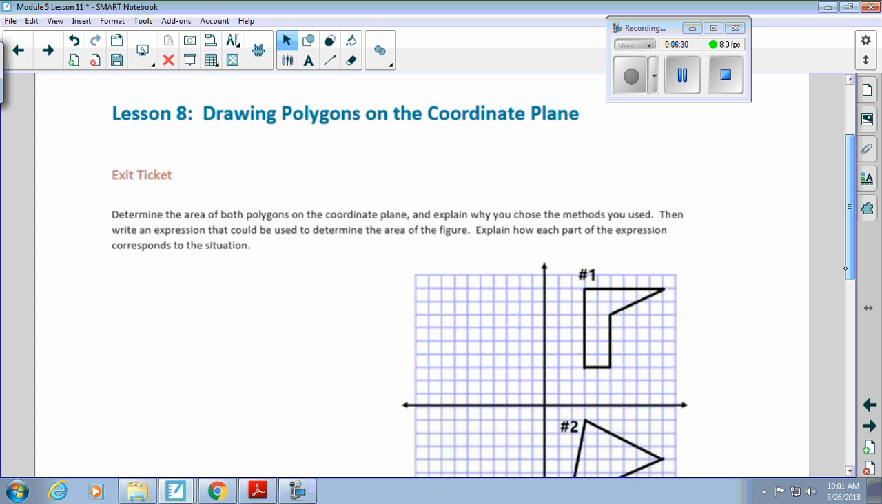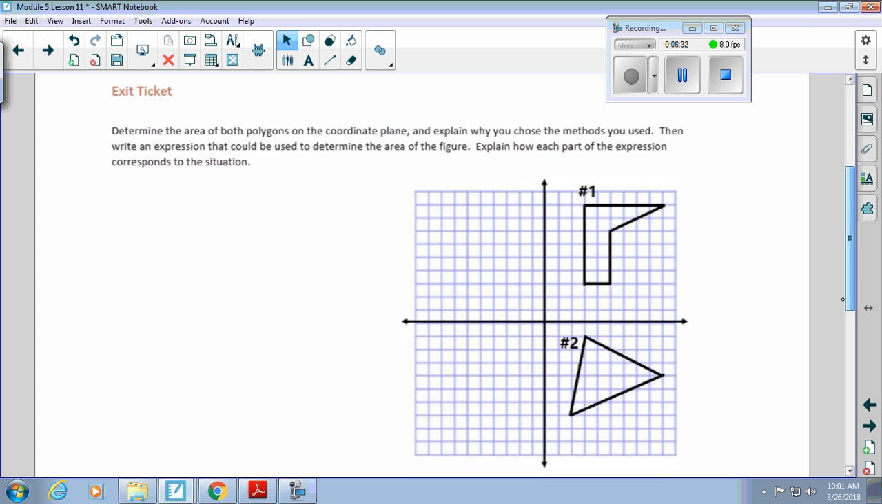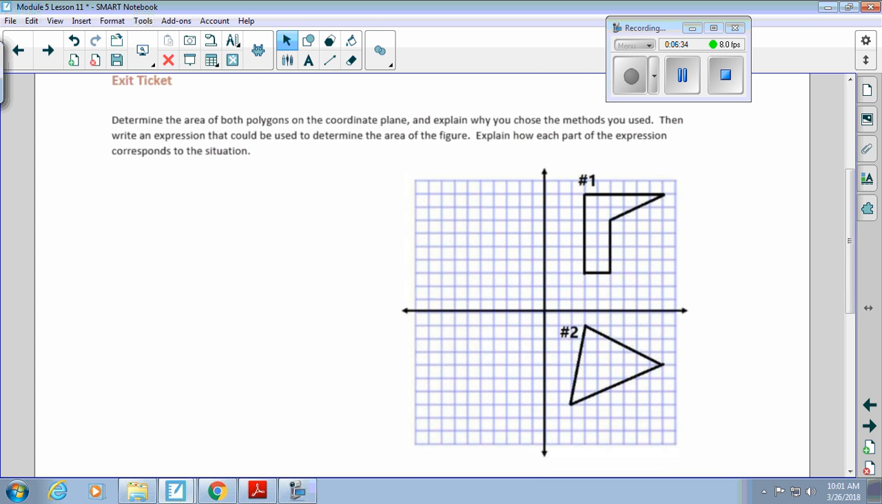Alright, so drawing polygons on the coordinate plane. You had two different shapes here. Shape number 1 is pretty easy. You have a rectangle and a triangle. Alright, so I want you to get out your homework. I'm going to take a quick glance at that, and then I'll come back to our viewers and go over this quick.